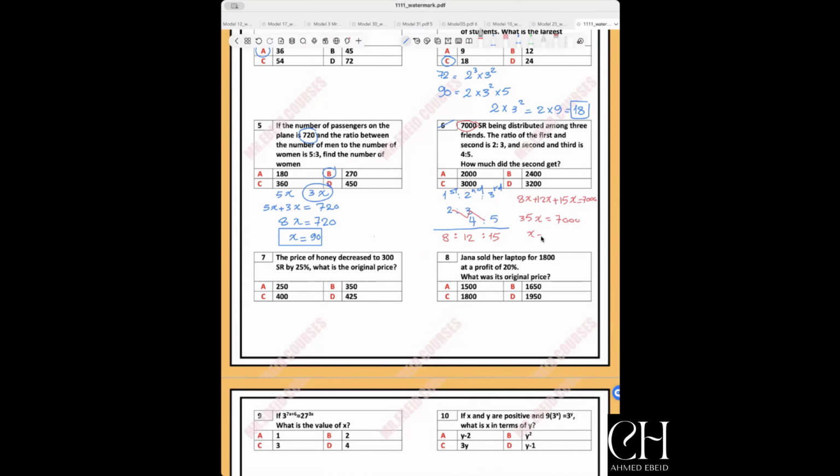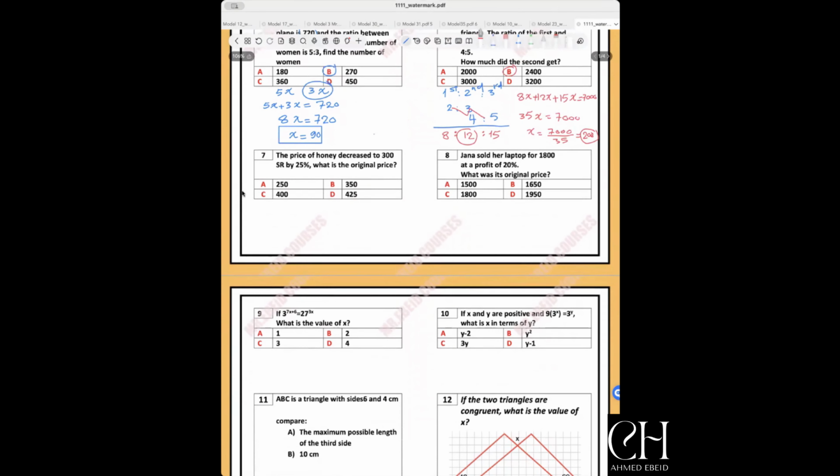Divide both sides by 35. 7,000 divided by 35: 70 divided by 35 will be 2, and write down 00. So the value of x is 200. If the value of x is 200, you can find the share of the second. Just multiply 12 times 200, which equals 2,400. So it's B.